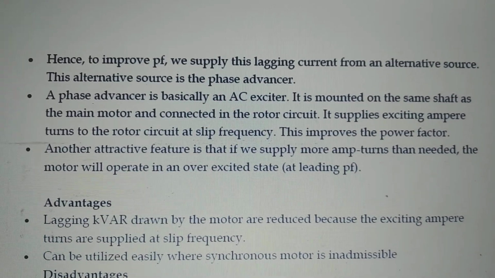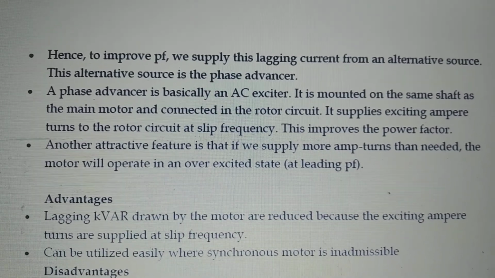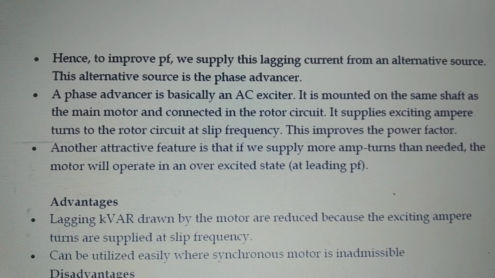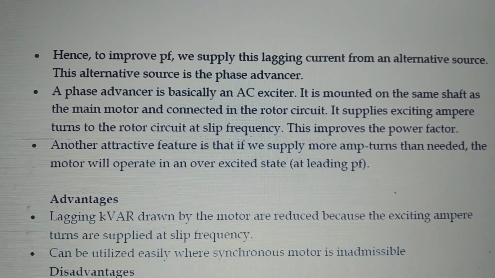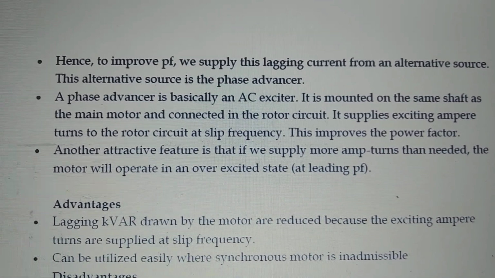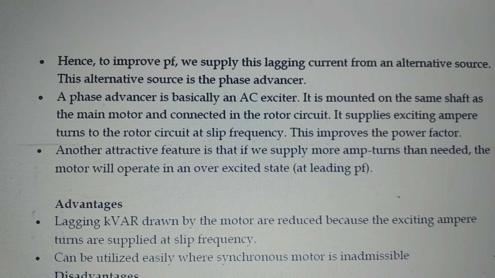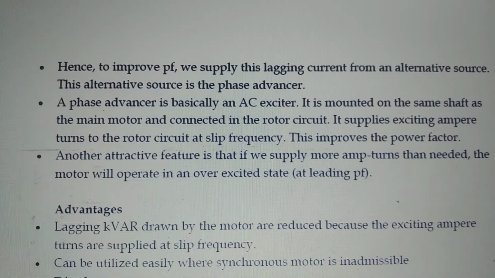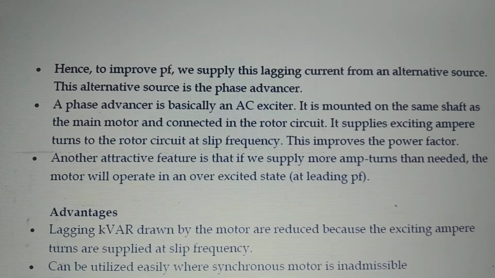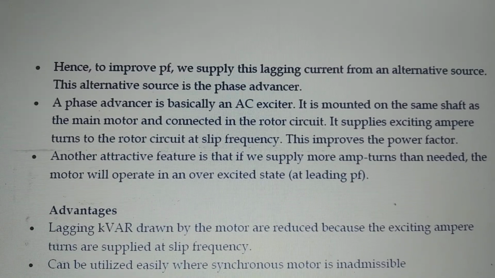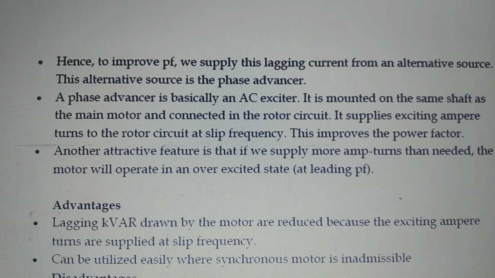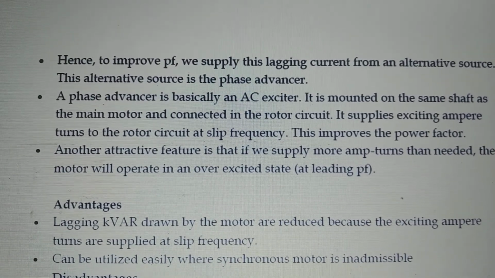In this method, an AC exciter is mounted on the same shaft as the main motor and connected in the rotor circuit. It supplies exciting ampere turns to the rotor circuit at slip frequency. This improves the power factor. Another attractive feature is that if you supply more ampere turns than needed, the motor will operate in an overexcited state, meaning at leading power factor.